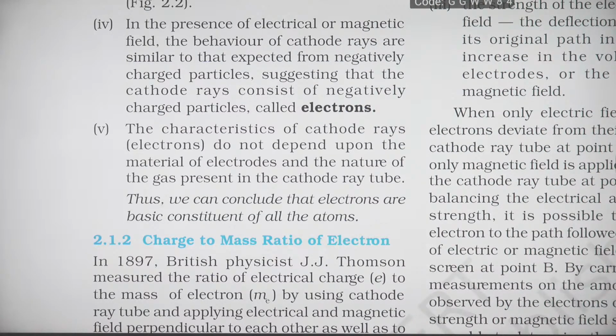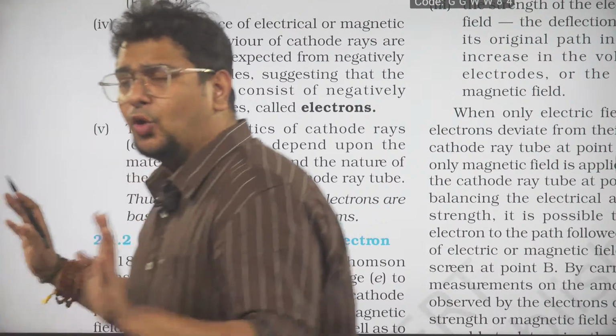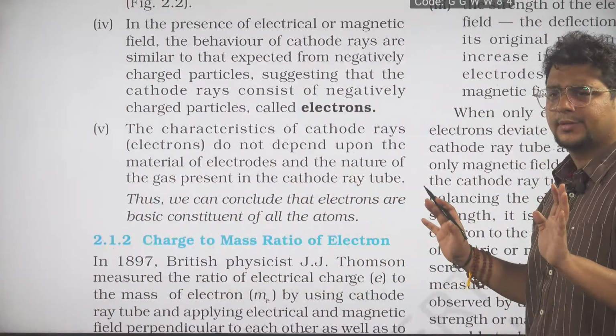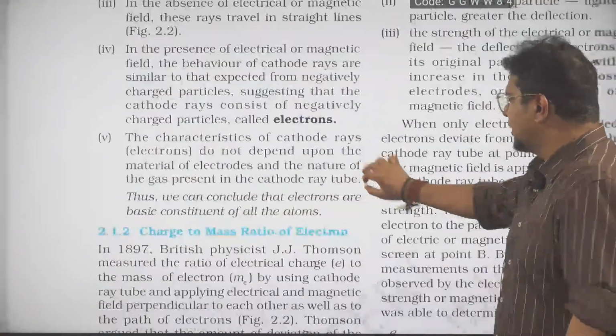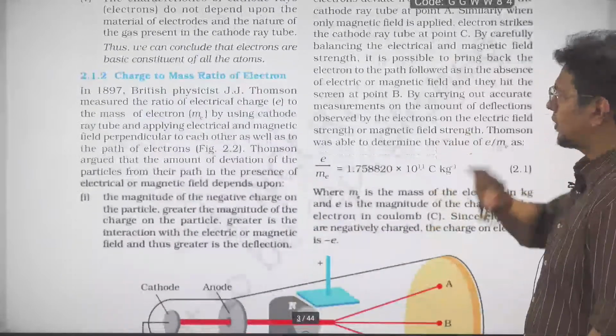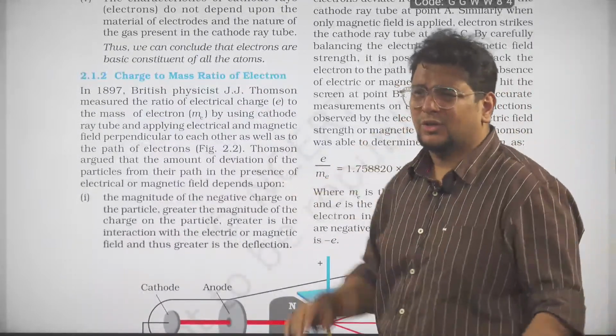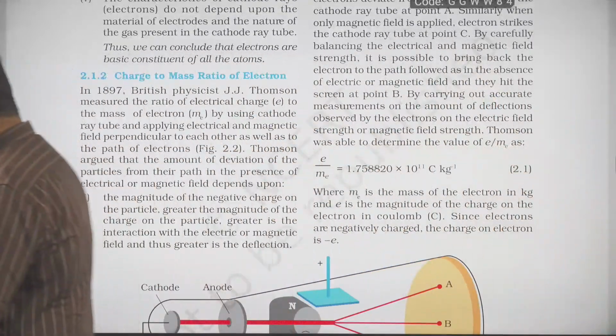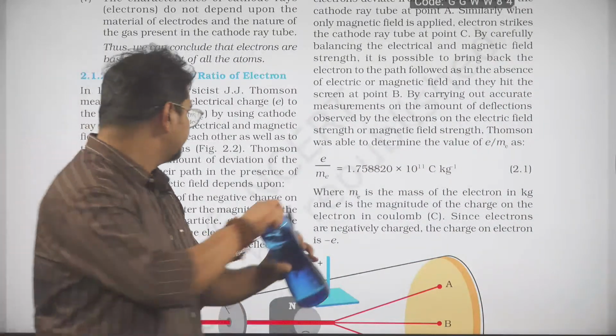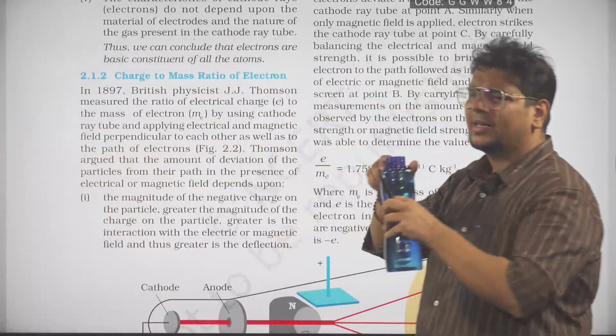Clear bhai? All these things I have told you in the notebook if you have made the notes. Going ahead, charge to mass ratio of electrons. Thomson did some experiment. Clear bhai? What came?